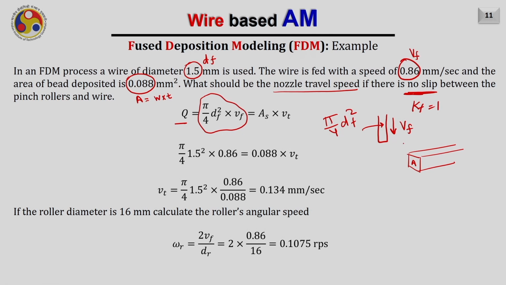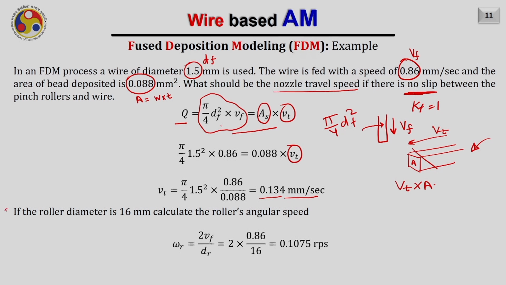Also, the nozzle is travelling with the velocity Vt and depositing the material onto the substrate. Therefore, the volume flow rate deposited on the substrate can be given as Vt into the cross sectional area of the bead deposited. Therefore, this value will be equal to As, that is the cross sectional area of the bead deposited, into Vt. Hence, you can find the value of Vt easily from this equation, and the required traverse velocity comes out to be 0.134 mm per second.